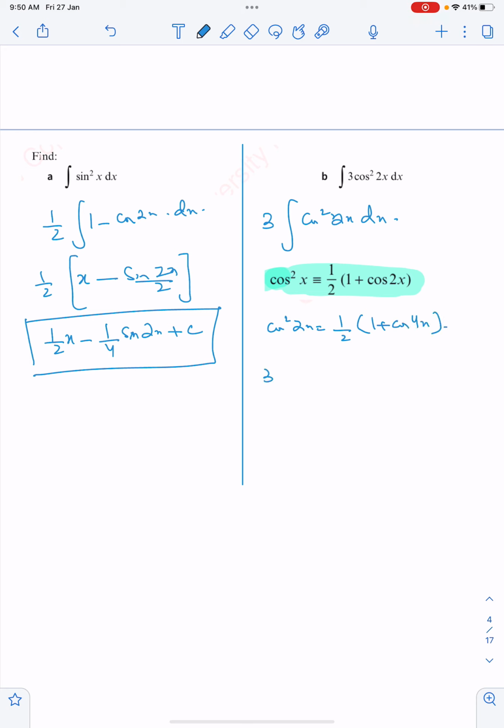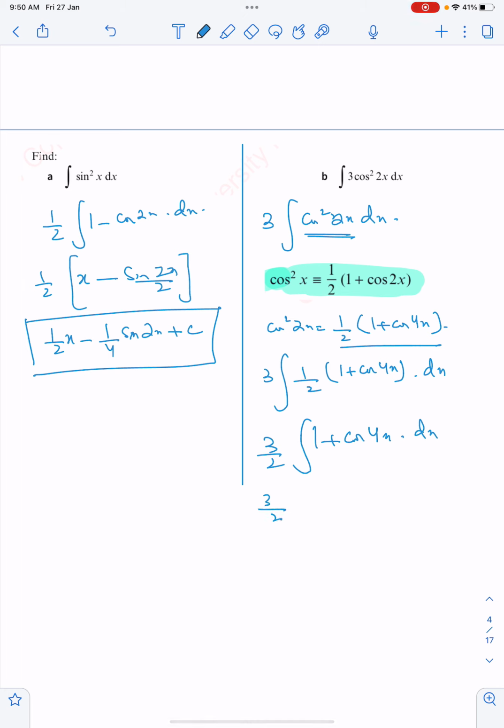Okay, so if I have to integrate this, in place of cos square 2x, I can simply write this half into 1 plus cos of 4x dx. Now this 3, because it's a constant, I can take it out. It will become 3 upon 2. Now I have to integrate 1 plus cos of 4x dx.